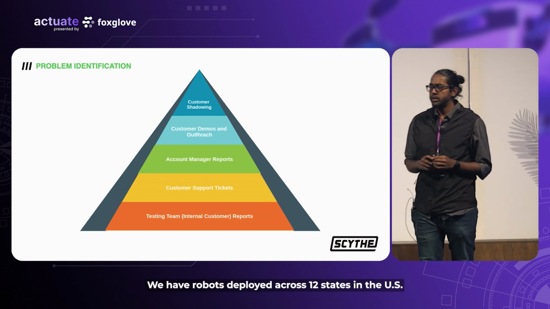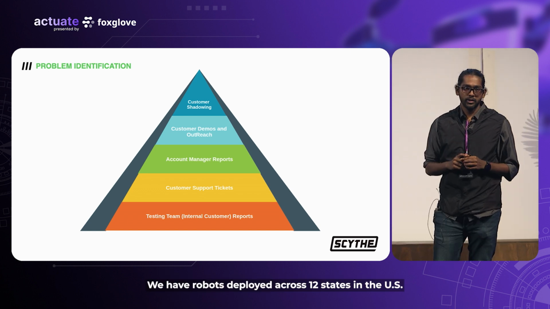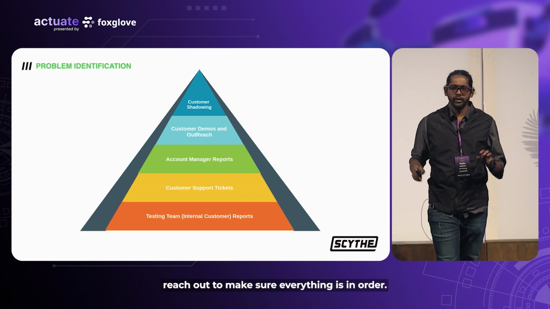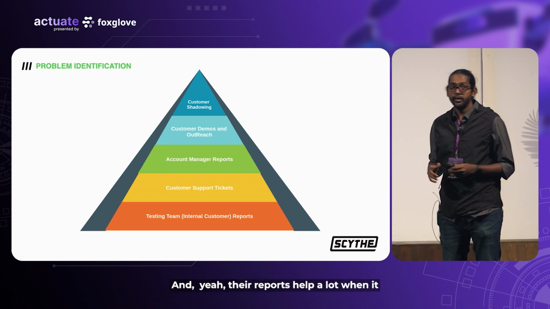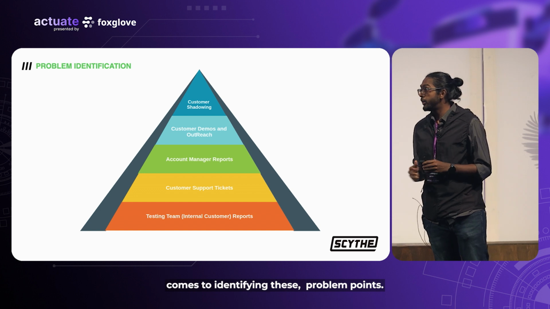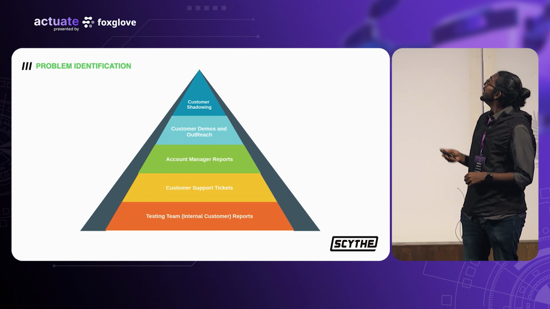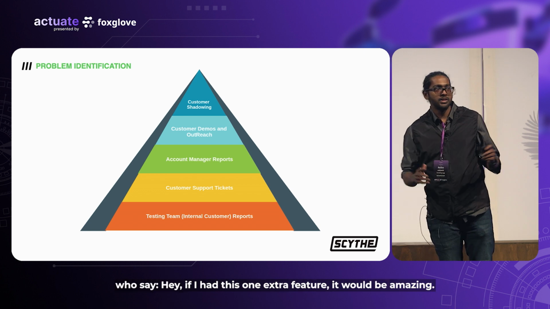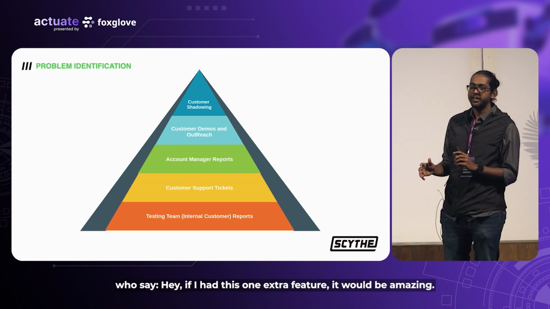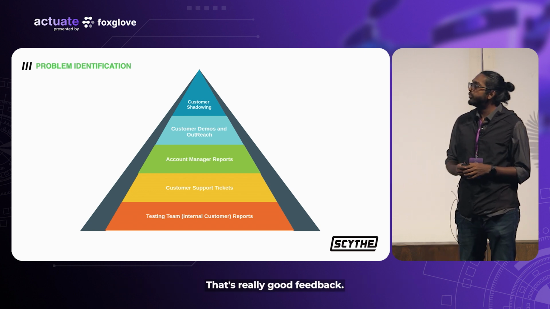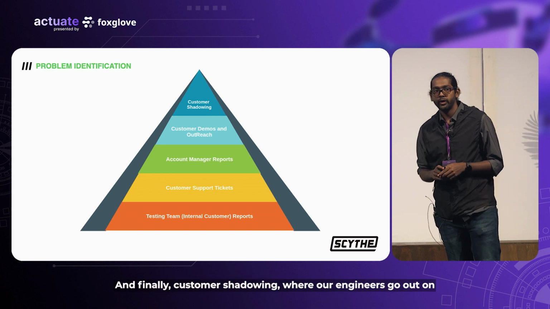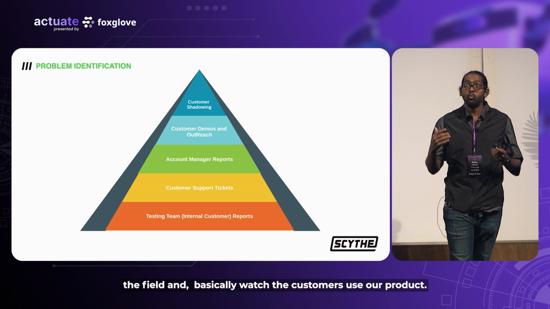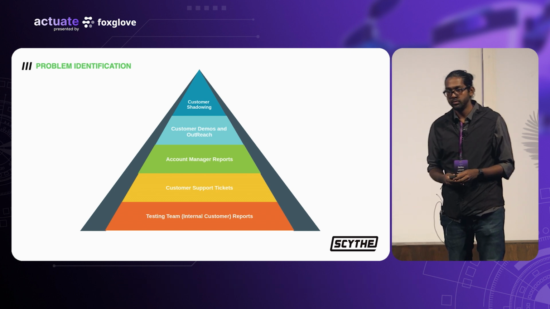We have robots deployed across 12 states in the US. Account managers are people who periodically reach out to make sure everything is in order. And their reports help a lot when it comes to identifying these problem points. We have customer demos and outreach. We reach out to potential customers who say, hey, if I had this one extra feature, it would be amazing. That's really good feedback. And finally, customer shadowing, where our engineers go out on the field and watch the customers use our product.